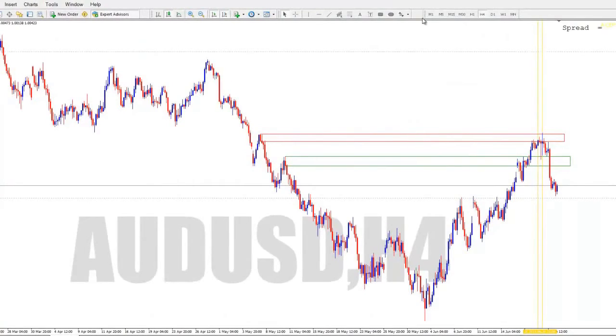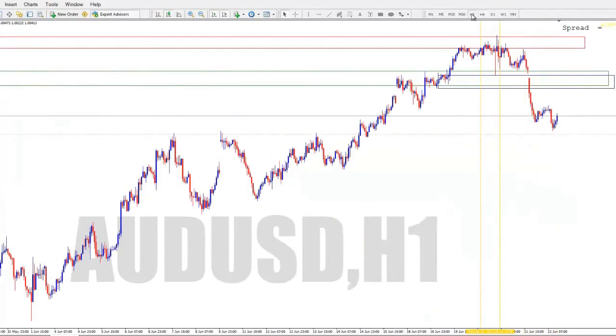And then what else have we got? We've got our demand level. As you can see, there's a big decision for price to go up. That is demand. Okay, so there are important levels around that time. Let's get back into the lower time frames again.